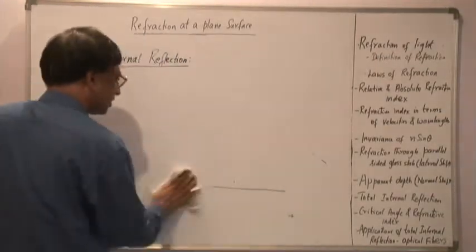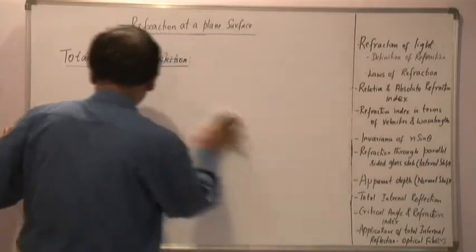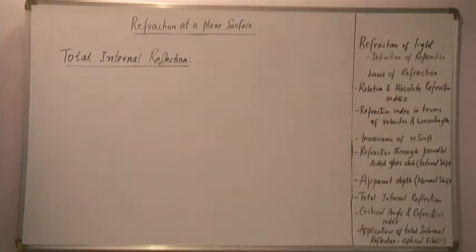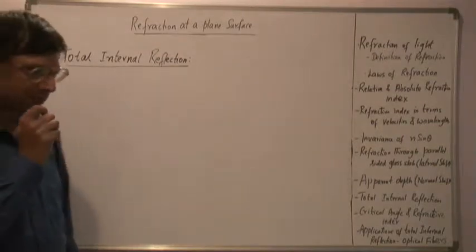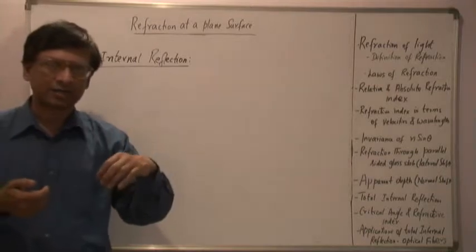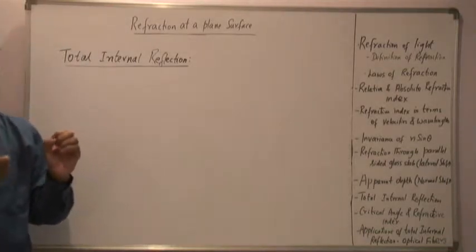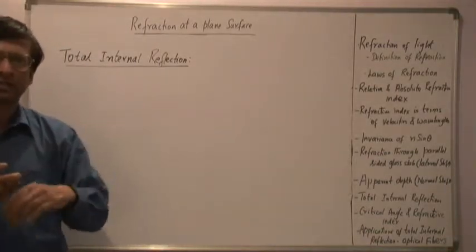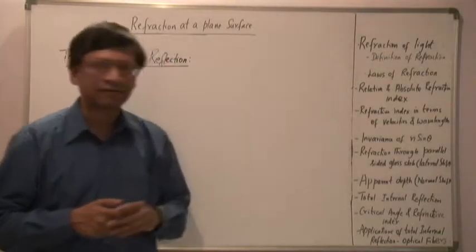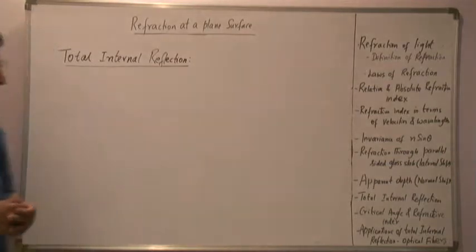Incidentally, total internal reflection as a phenomenon was observed by a scientist by the name Tyndall. He pointed light at water that was coming out of a tank, and he observed that the light followed the curved path of the water, and that's how the concept of total internal reflection occurred to him.